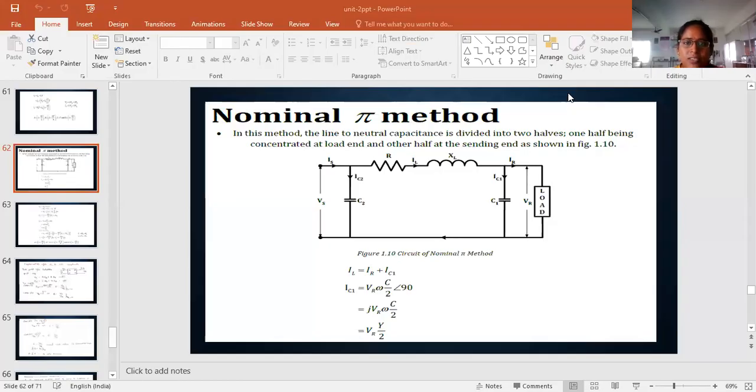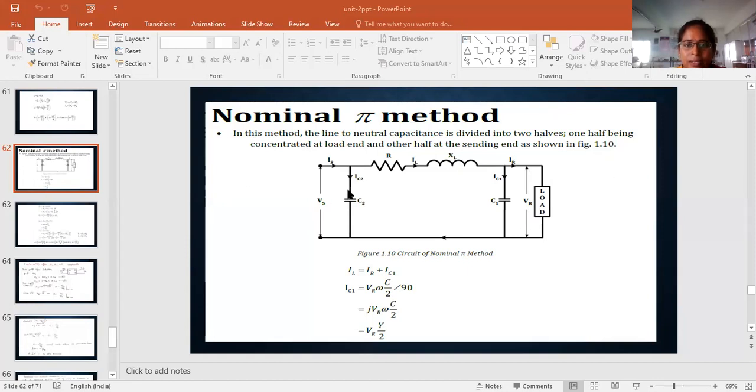Good morning, students. In this class, we are going to discuss the nominal pi method. In the previous class, we discussed the nominal T method for ABCD calculations. In this method, the line to neutral capacitance is divided into two halves, one half being concentrated at the load end and the other half at the sending end.